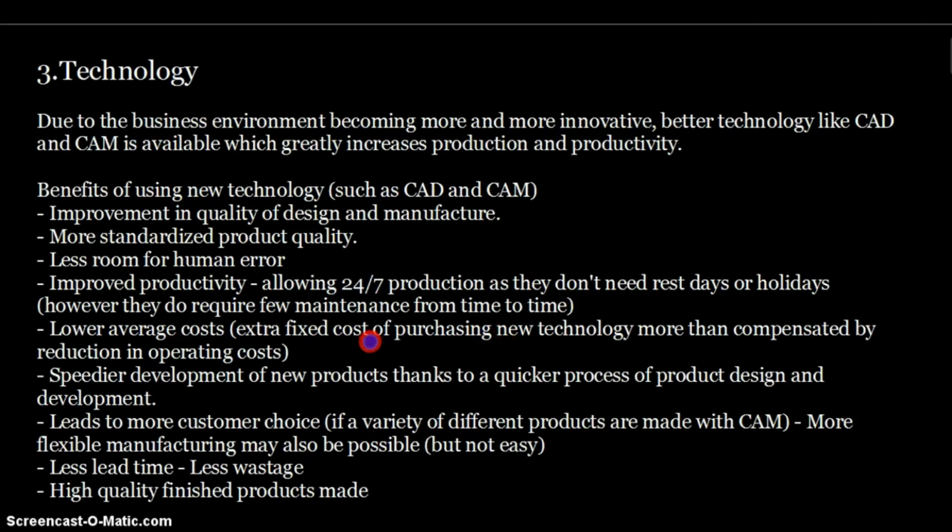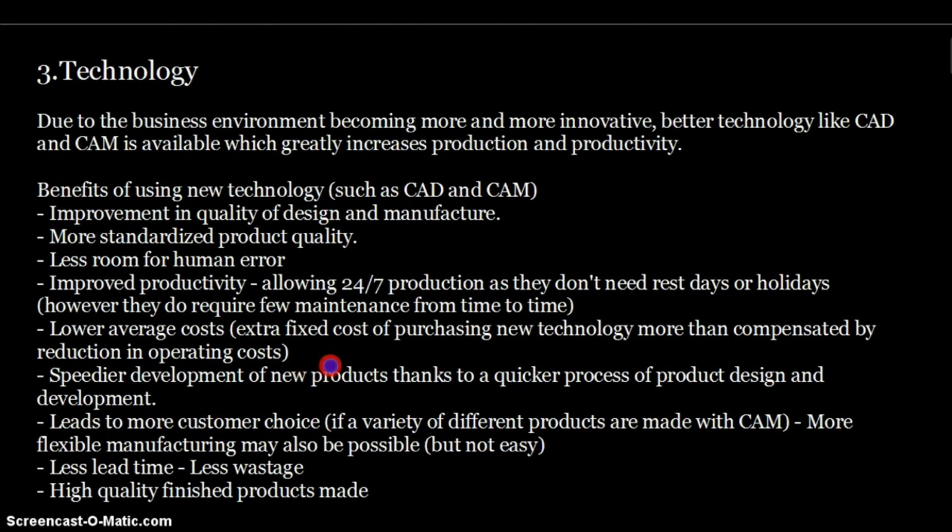Lower average costs could also be enjoyed. The extra fixed cost of purchasing new technology is high, of course, but it is more than compensated by the reduction in operating costs. Overall, your operating costs reduce. Why? Because of this improved productivity.